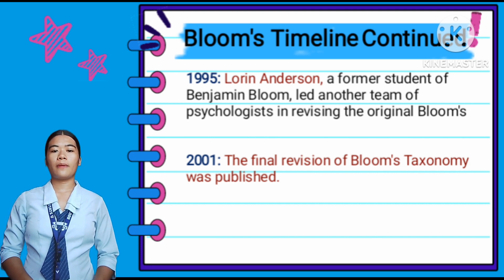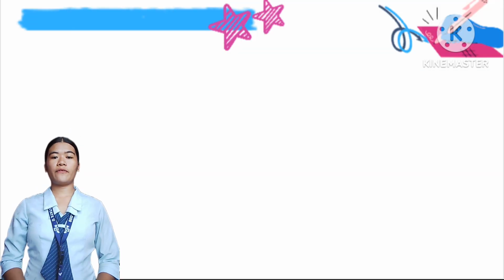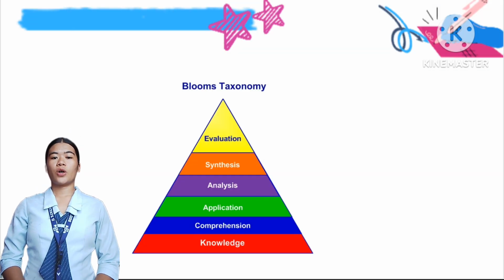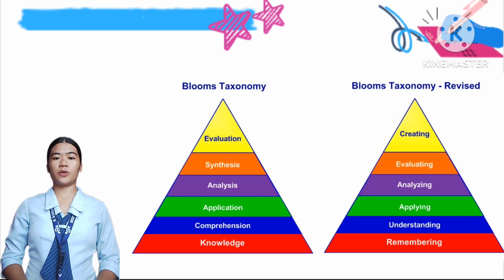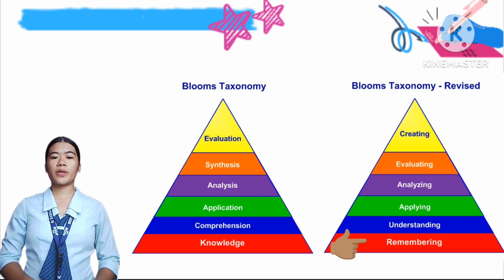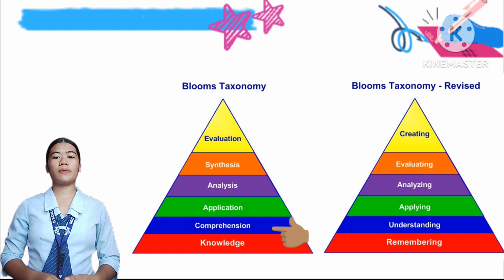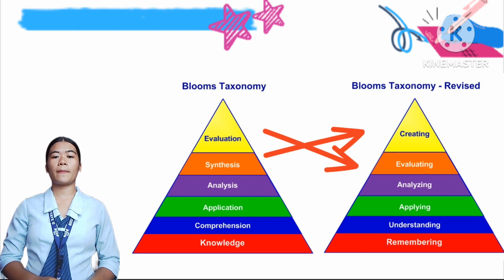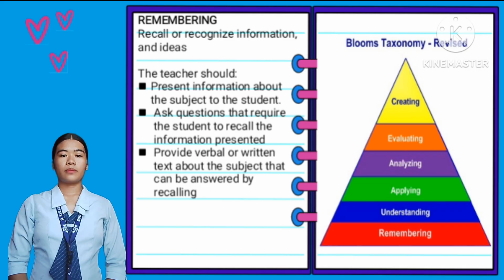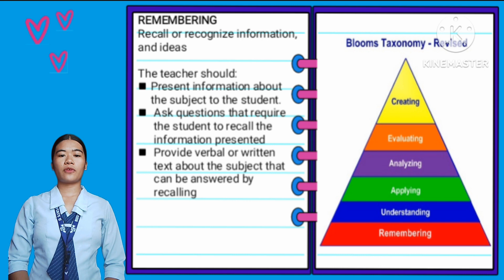So we have here an illustration of the original, or should we say the old, and the new Bloom's taxonomy. As you can see, there's a change from noun to verb. Knowledge was renamed to remembering, comprehension renamed to understanding, synthesis renamed to creating. Synthesis and evaluation have swapped places.